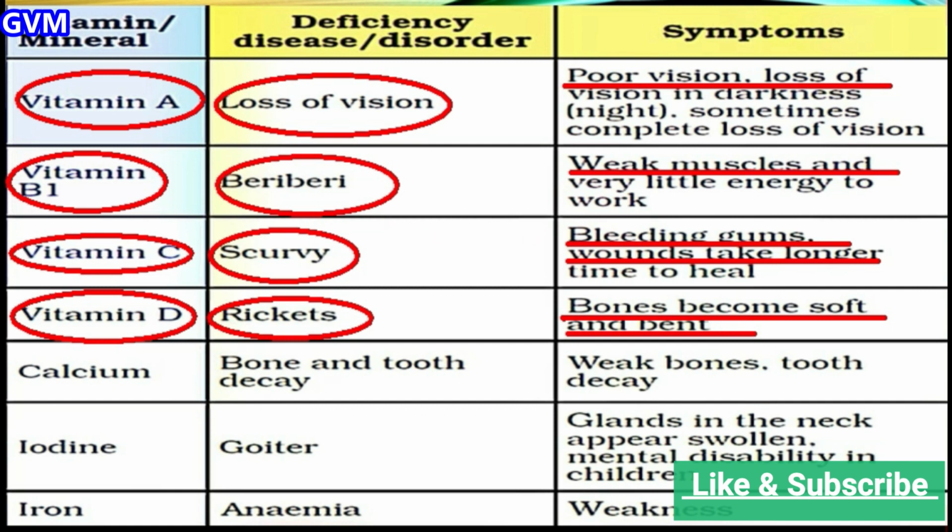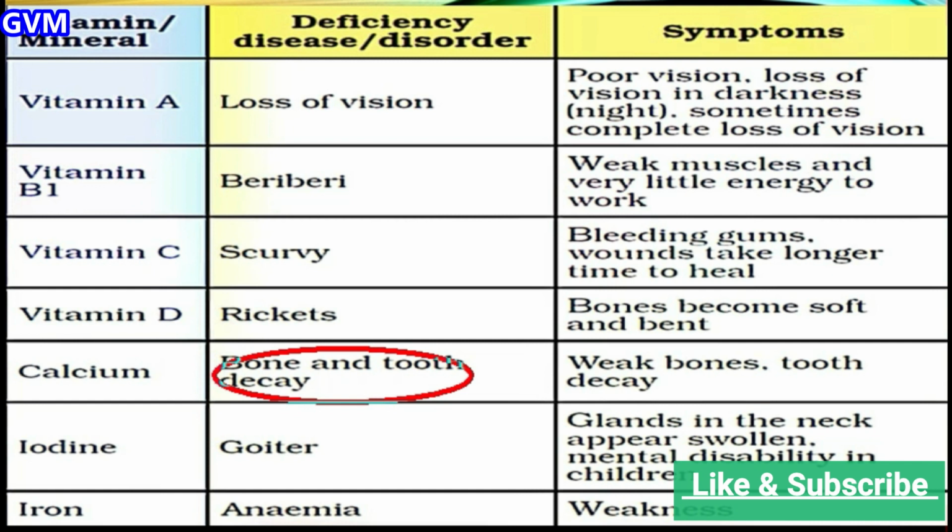The next one is calcium, that is a mineral. Deficiency of calcium in our diet causes bone and tooth decay, means to say our bones and teeth become too weak and our teeth decay very easily.